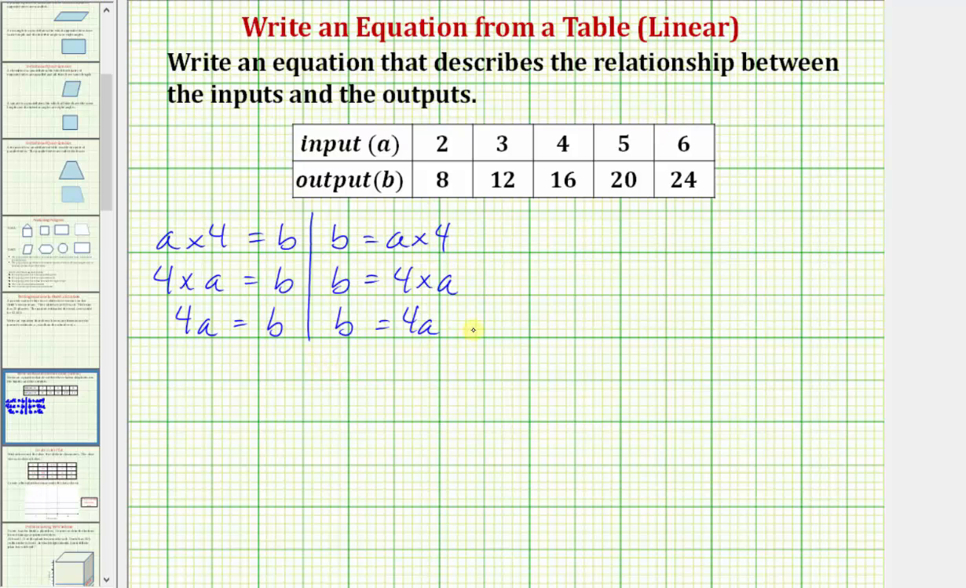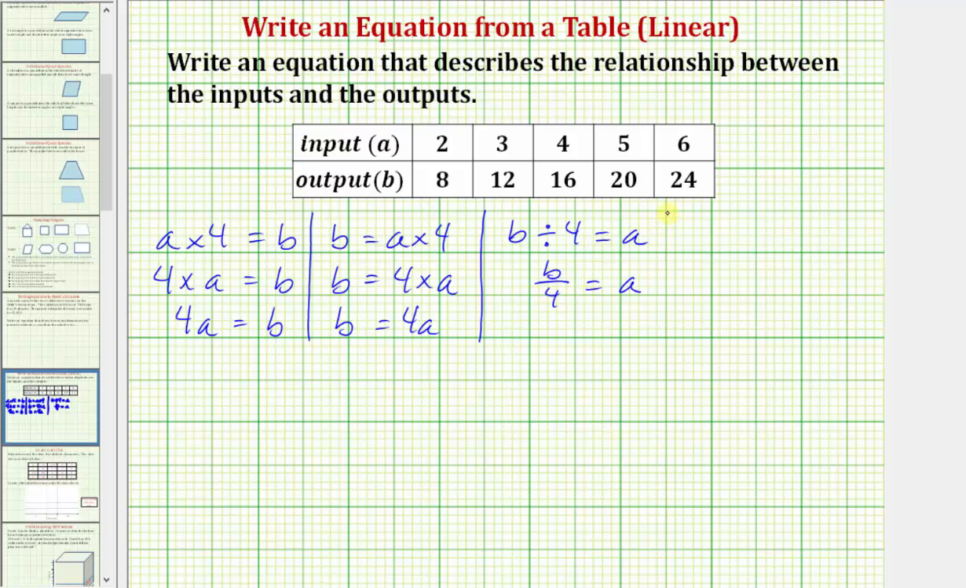So we can write an equivalent equation in a different form using division. We could also write the equation as b divided by 4 equals a. For an equivalent equation, we can also write this division as a fraction as b over 4 equals a. A fraction bar means division.